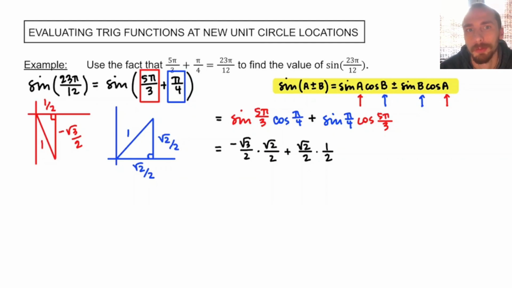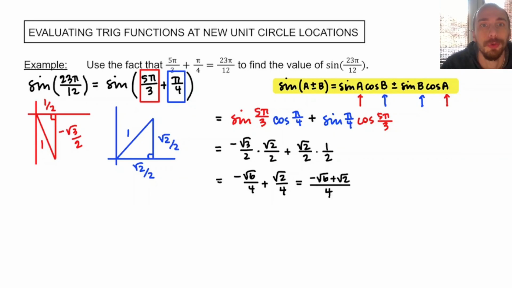From here, I'm just cleaning up the numbers, simplifying my answer. If I multiply square root of 3 times square root of 2, that will be the square root of 6. Negative square root of 6 divided by 4. And then I'll add to that square root of 2 divided by 4. Since those have the same denominator, I can combine them and say this is negative root 6 plus root 2 divided by 4.